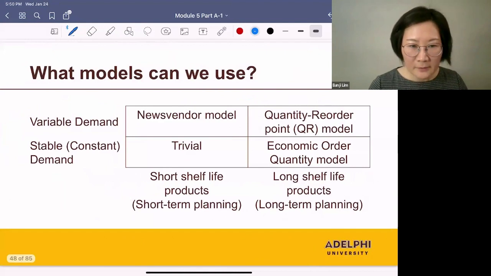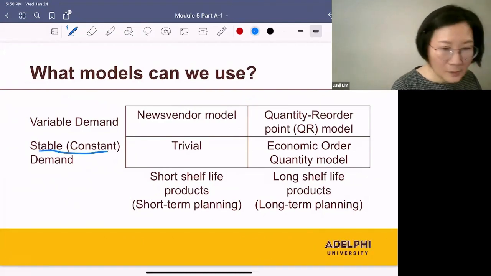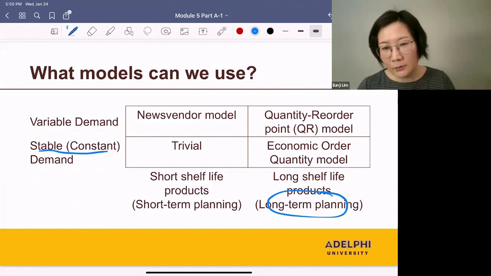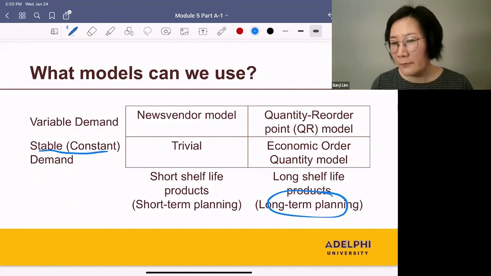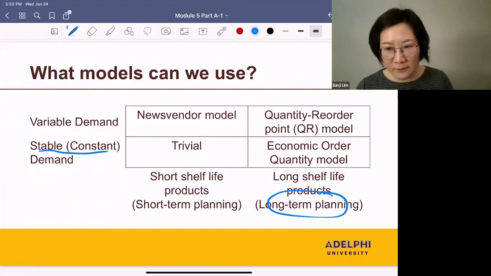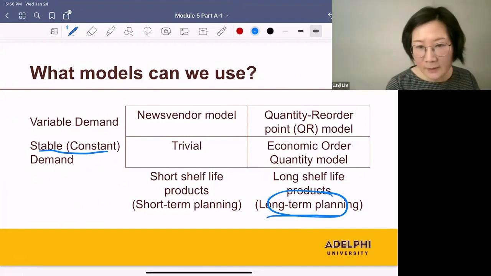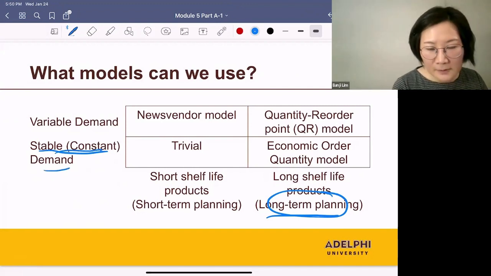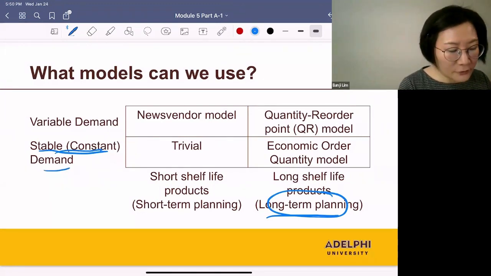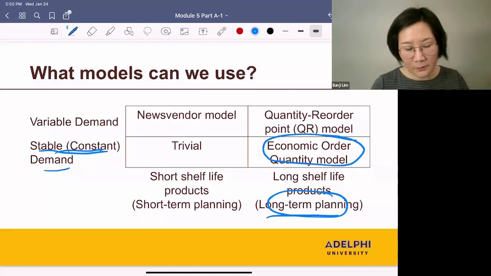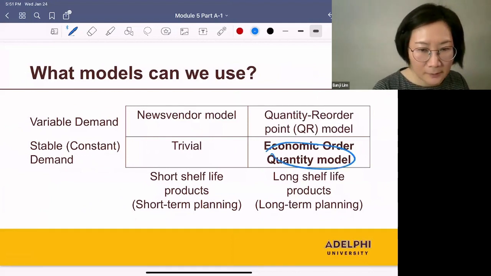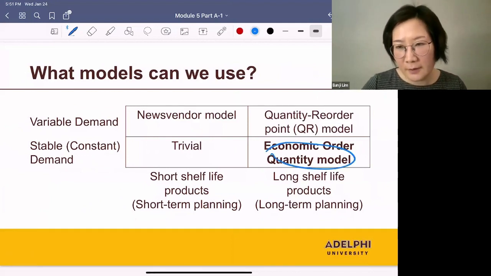Next, let's say demand is stable and you are planning for a long-term period. For example, you want to sell coffee. Coffee has relatively long shelf life, long-term planning, and demand for coffee is very stable. So in this case, we can use a model called the economic order quantity model, the EOQ model. In this course, we're going to focus on this model. And in the next part, we're going to discuss the details of this model.